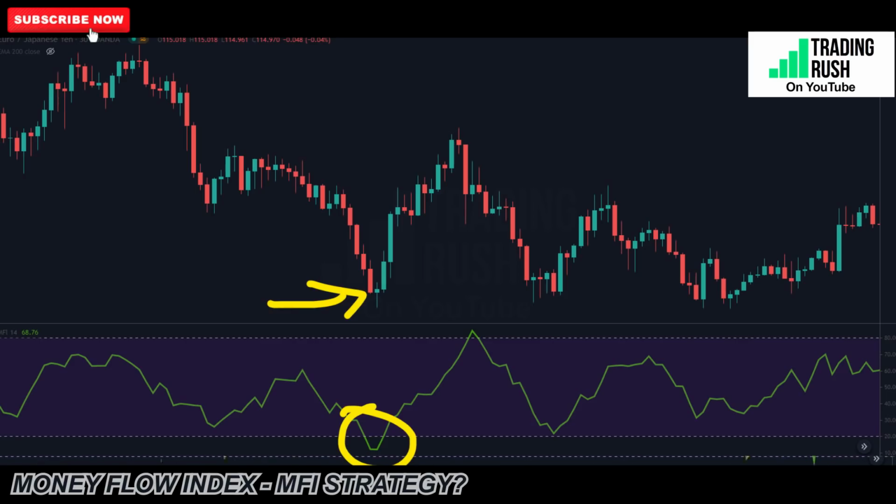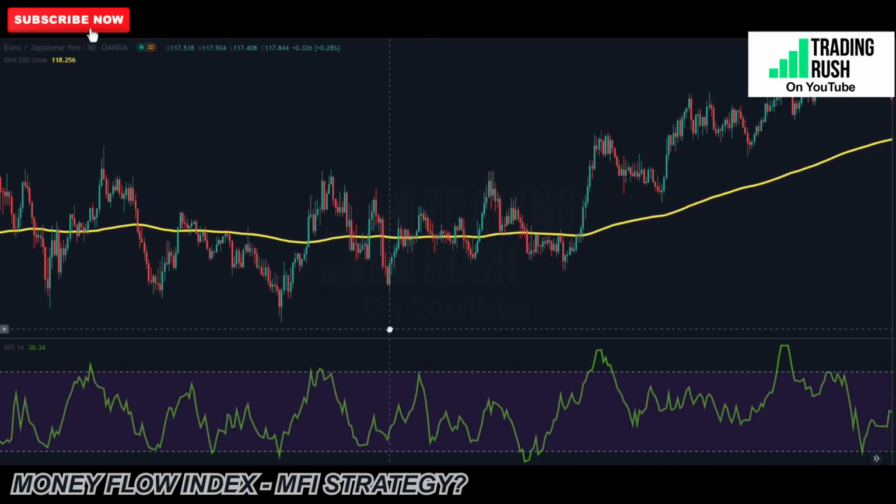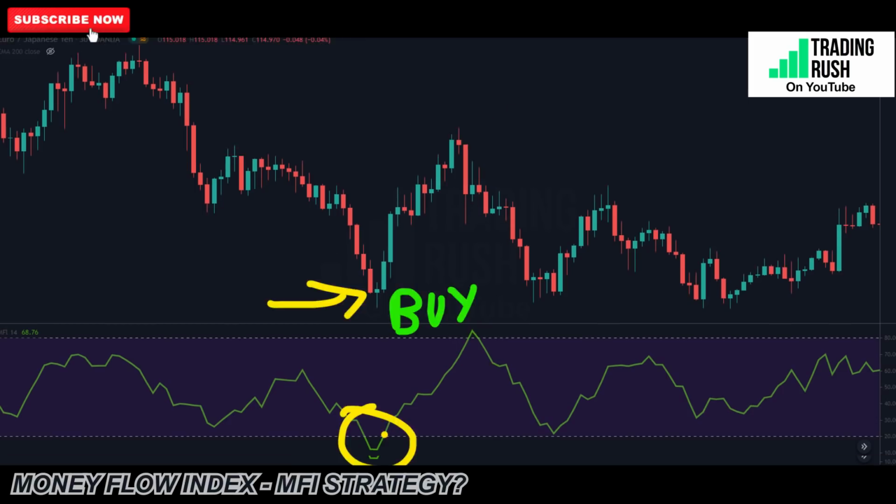Some traders use these overbought and oversold zones as an entry signal generator. If the price goes above the 80 level, some traders will look for opportunities to sell. They will look for a candlestick pattern that indicates a short signal. Similarly, if the price goes below the 20 level, some traders will look for opportunities to buy. Again, they will look for some kind of candlestick pattern that will indicate a possible uptrend.